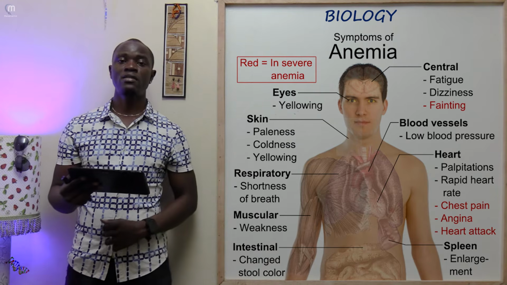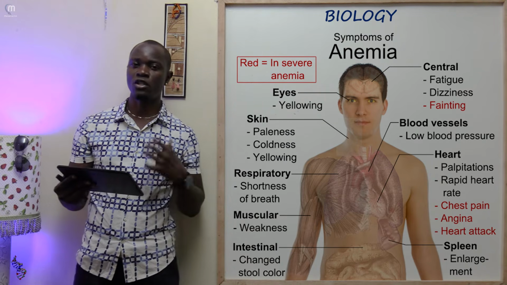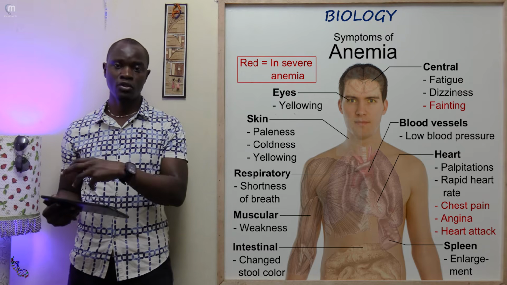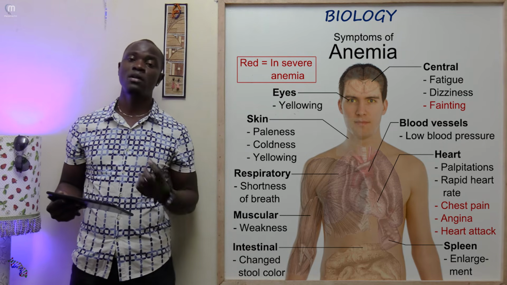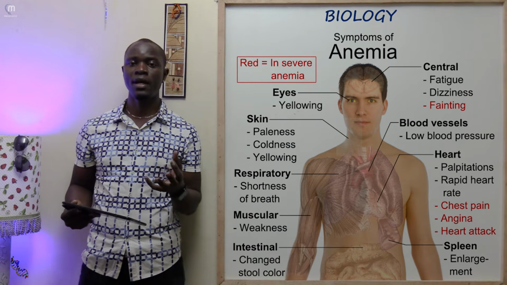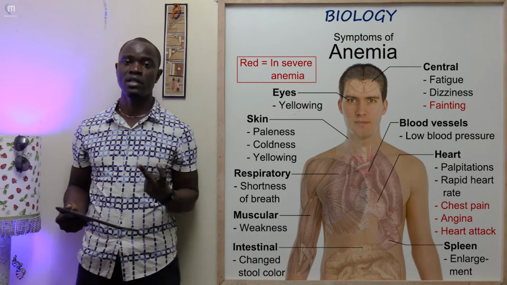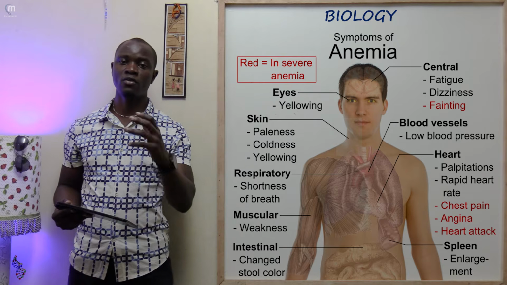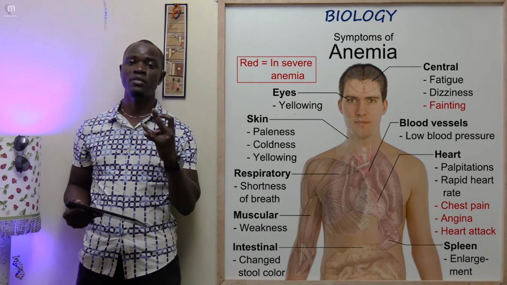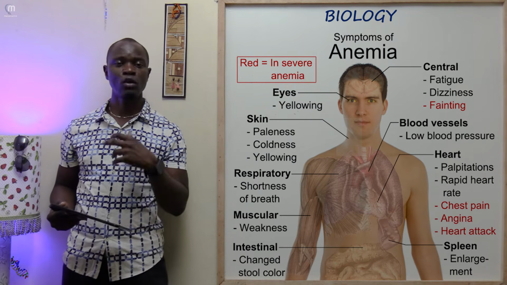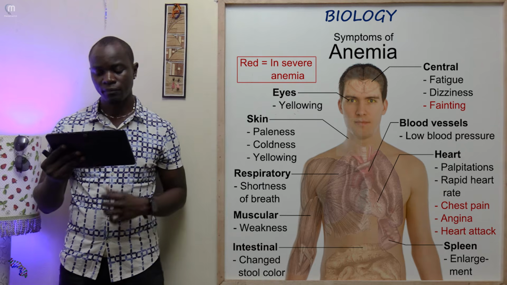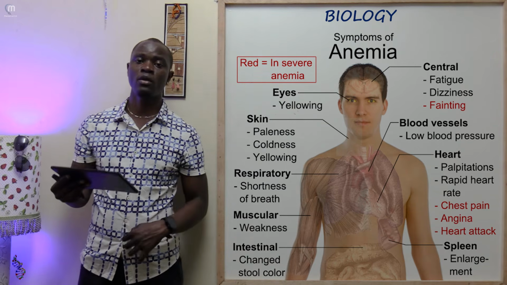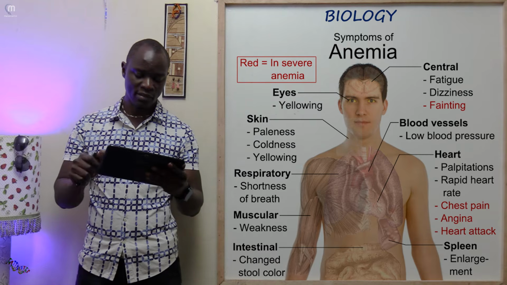If you look at the eyes, they may have a yellow appearance. Why yellow? Because these people have a jaundice-like condition. What is jaundice? Jaundice is a condition whereby there is more plasma in the blood as compared to the red blood cells and the white blood cells. Plasma is yellow in color. That explains why the eyes of these people are observed to be yellow, meaning there's a lot of plasma in their blood. Their skin is also going to be cold, and also yellow, to represent jaundice-like symptoms.